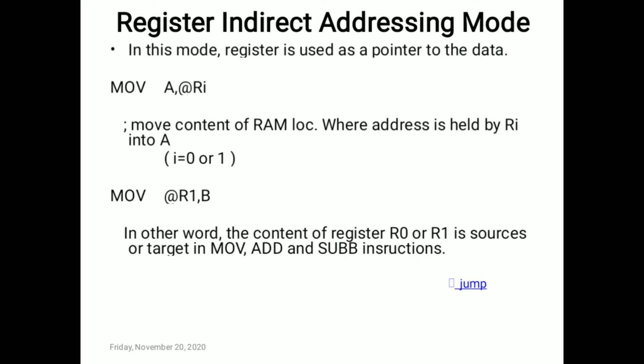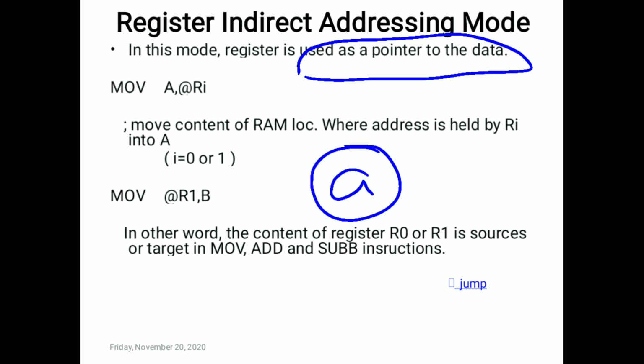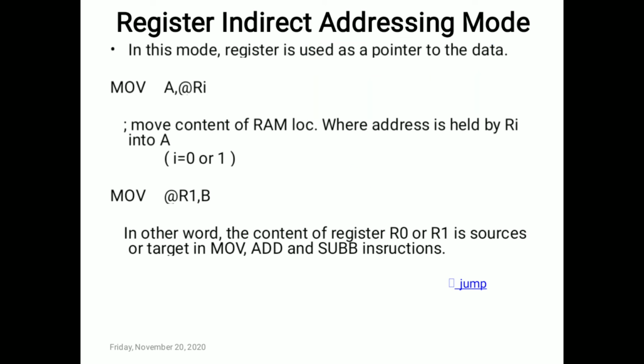The next addressing mode is register indirect addressing mode. As the name specifies, in this method a register is used to specify the data. So the register is basically used as a pointer to the data. In this method we use the @ symbol, the pointer symbol: MOV A, @Ri. Ri means it can be any register, R0, R1, R2. It can be R1, suppose. That means the data that Ri is pointing to will be moved to the accumulator.